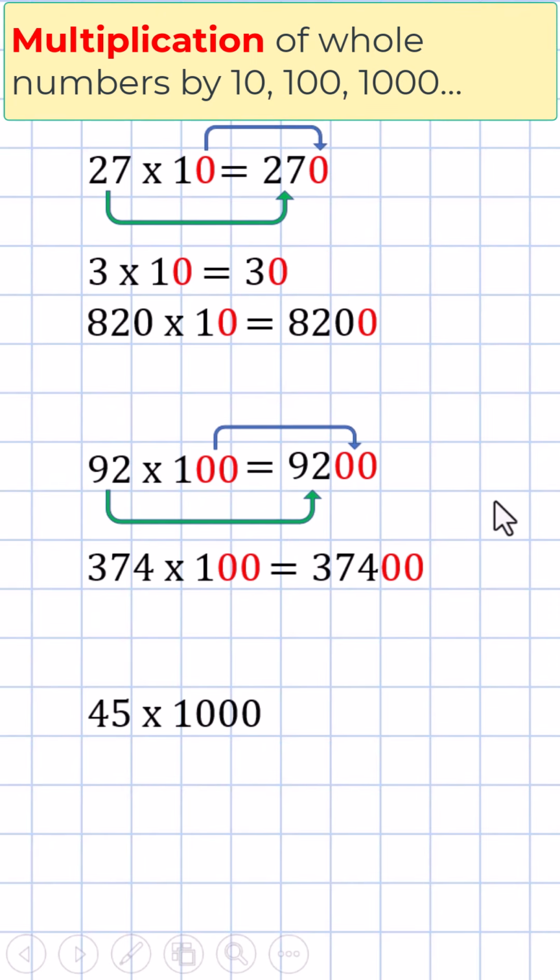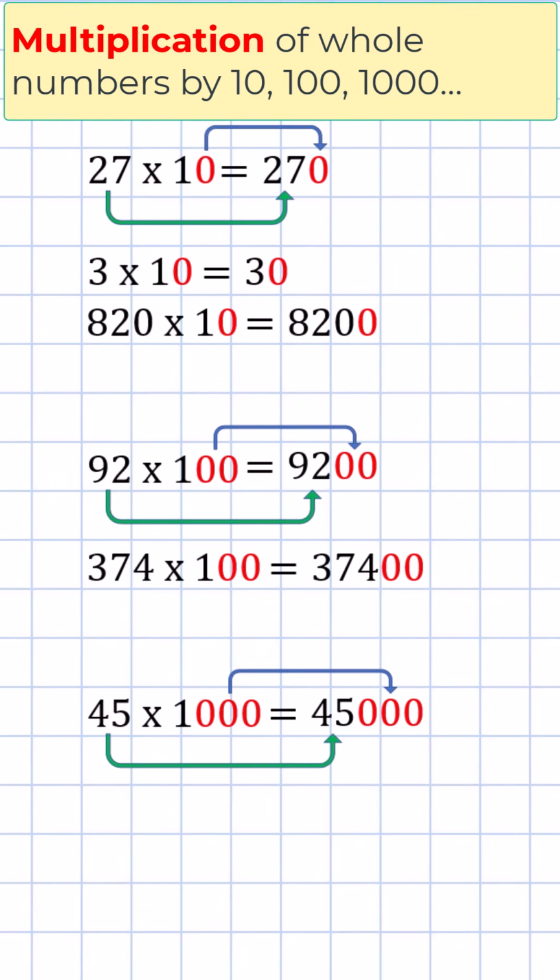Finally, let's consider the case of multiplication by 1000. We want to multiply 45 by 1000. Notice that in this case, the second factor 1000 has 3 zeros. Consequently, the result will be 45,000, obtained by adding the 3 zeros from the second factor 1000 to the first factor 45.